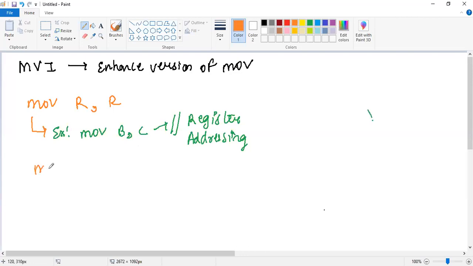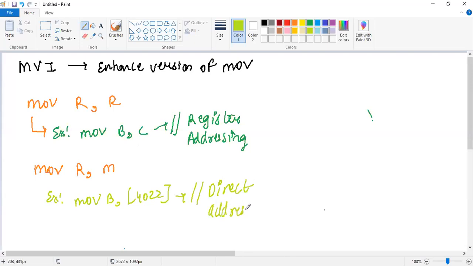Okay, and you can take one more example. Let it be R comma M, and the example can be MOV B comma, let it be 4022. So this one is your direct addressing mode. Why direct addressing mode? Because we are moving data which is present in a location, as you provide directly in the instruction. So our data will move from the location to register B. So this is your direct addressing mode.